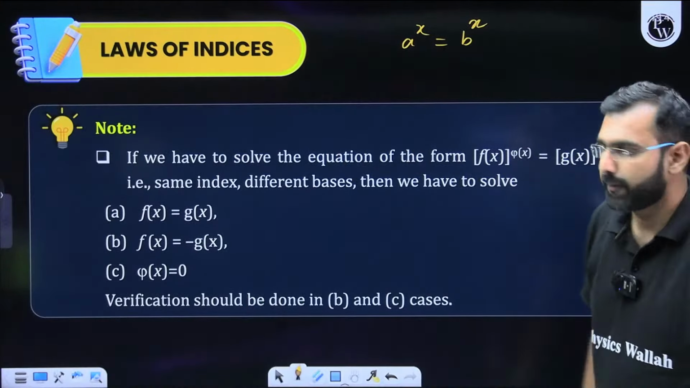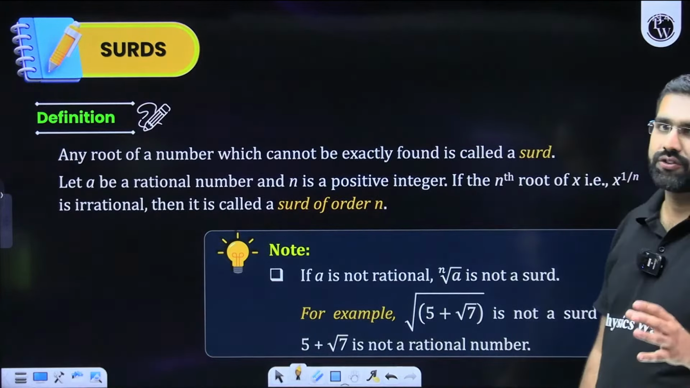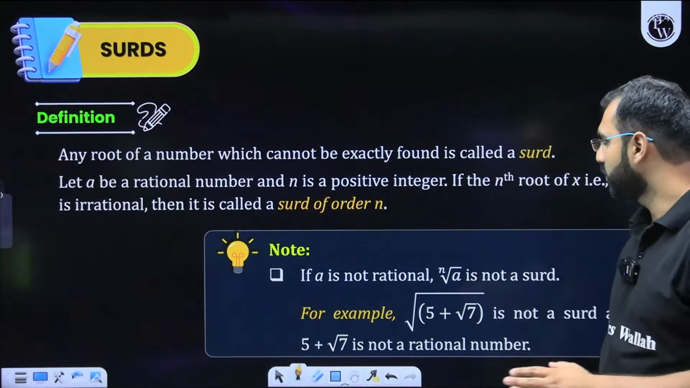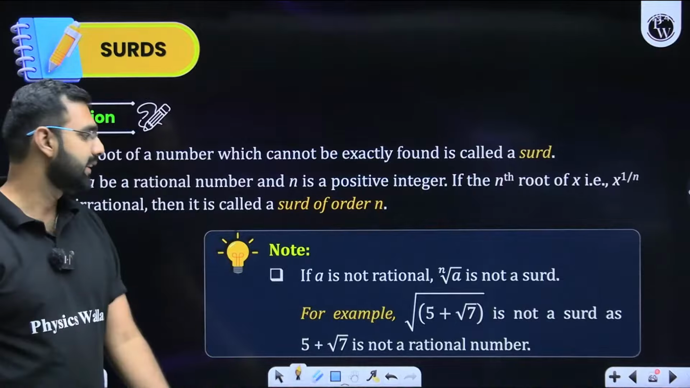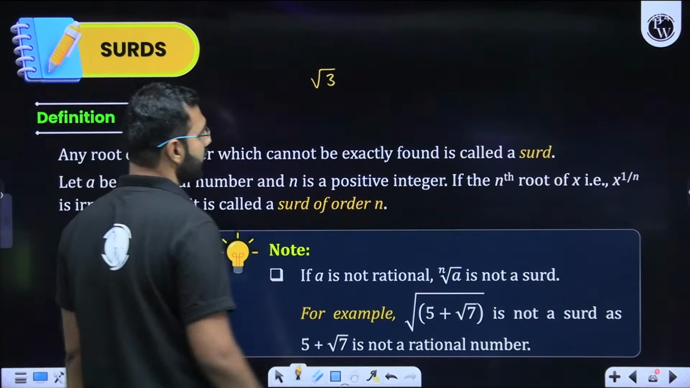Now, let us go ahead from here. What did we discuss about surds? Surds and indices. So pay attention to that part. Root 5 plus root 7 is not a surd, but how do we define a surd? In a simple manner, whenever the nth root of a number is taken, it is called a surd. For example, here I'm taking root 3. So this is called a surd.